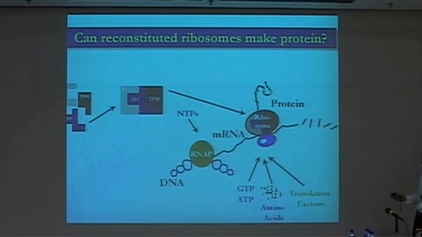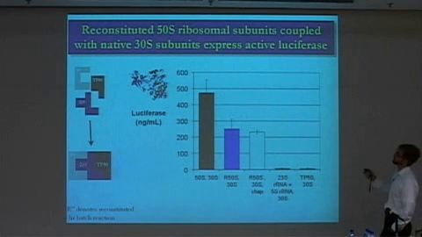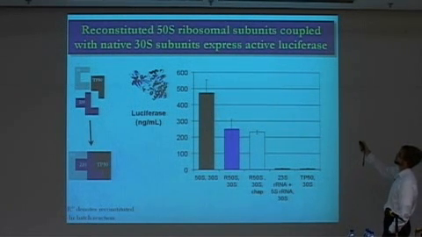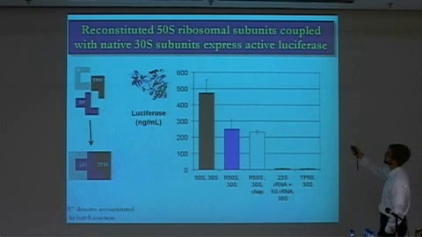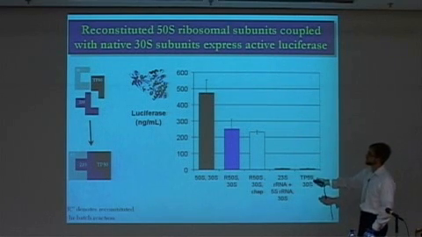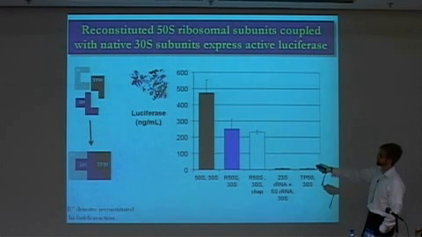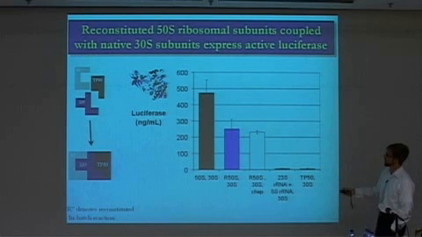So we went ahead and put reconstituted ribosomes into a cell-free translation system, and what I'm just going to show you here are the results of that. What we have shown in this case is that reconstituted 50S ribosomal subunits coupled with native 30S subunits express active luciferase. On the y-axis, you'll see a model protein that we use just to report the production of protein. We have luciferase that we're using.